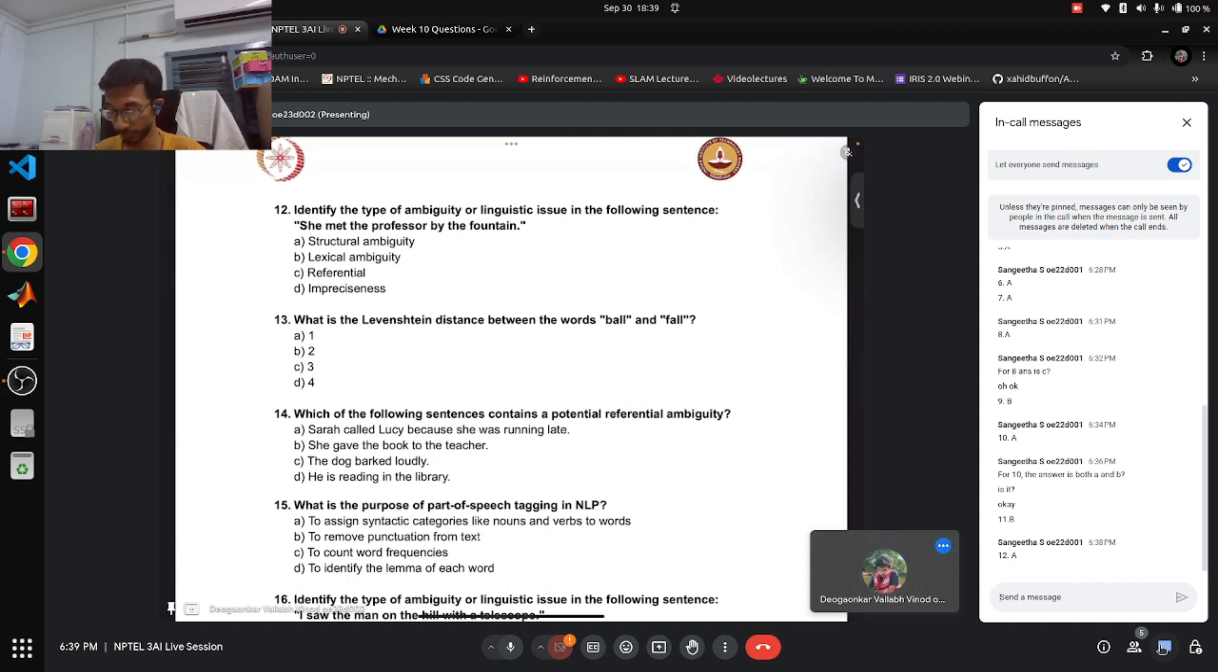So the sentence itself does not say which. They both could have met at a different place, or they could have met at the fountain. Either of these two interpretations is completely valid. So the 12th can be classified as a structural ambiguity because the sentence creates this ambiguity of two possible interpretations.